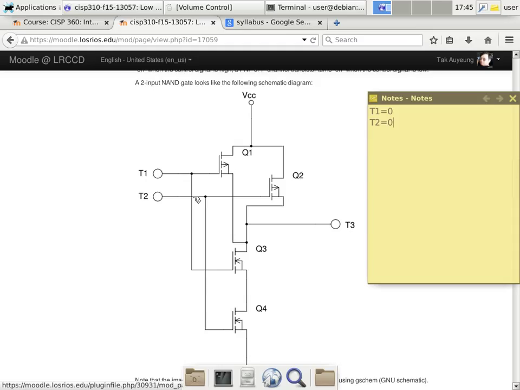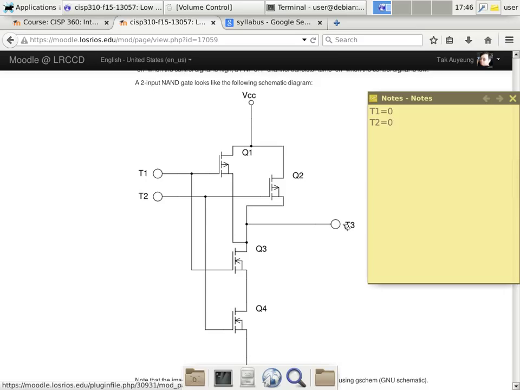High. It's going to experience a high voltage. Because T1 is going to turn on Q1. T2 is going to turn on Q2. So in other words, Q1 is completing this circuit here. Q2 is completing this circuit here. T3 connects to both. And as a result, it has quote-unquote two ways to connect to VCC, and that's why T3 is going to have the same voltage as VCC, which is a 1. Okay, it's a high voltage. Are we doing okay so far with this?